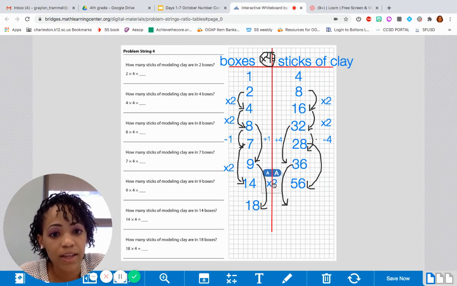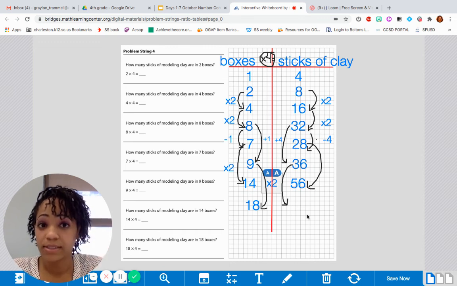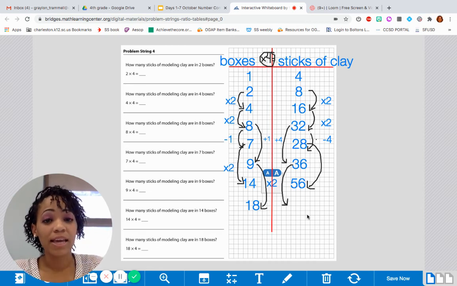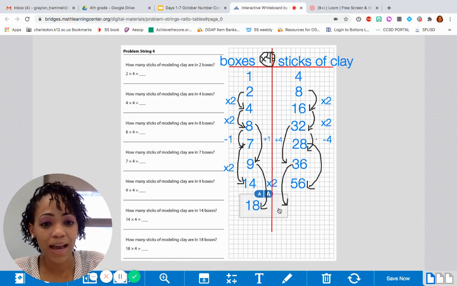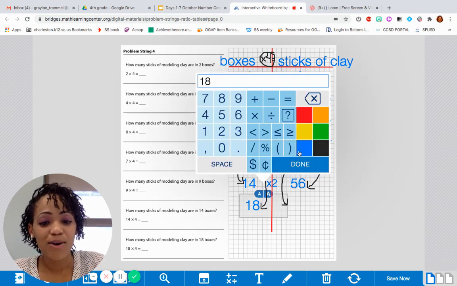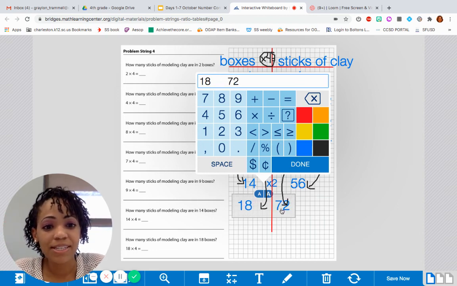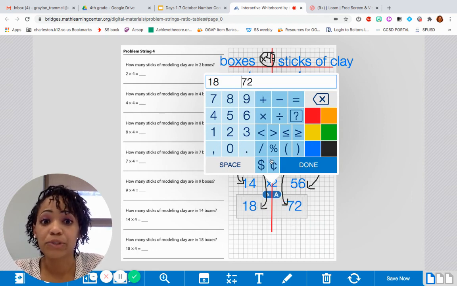Yes, think about it. 30 plus 30. Yes, 60. 6 plus 6. Right, 12. 60 plus 12. You did it. I knew you could do it. See, I had all the confidence in you. So it is 72. Way to go. We completed our problem string.